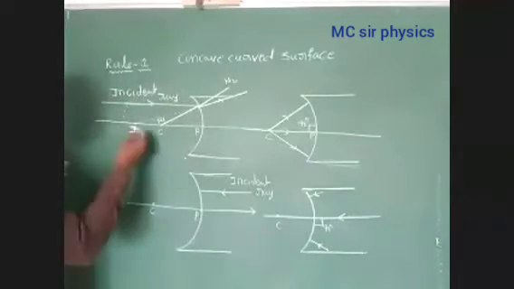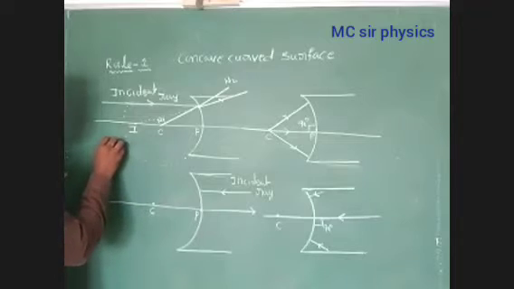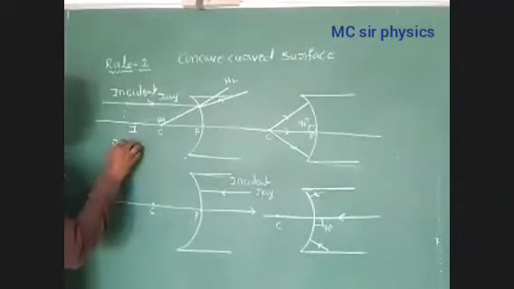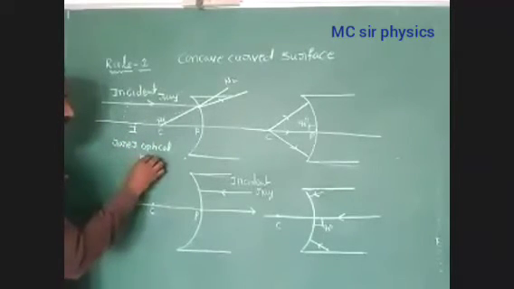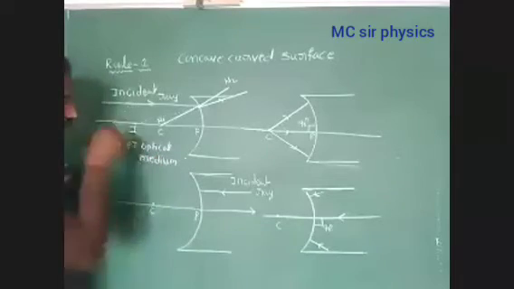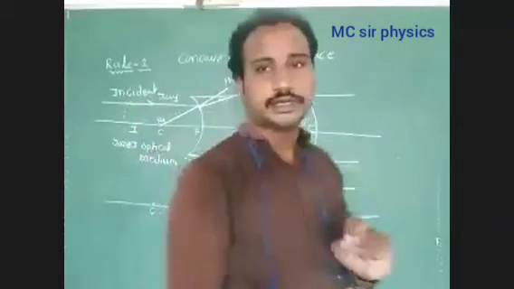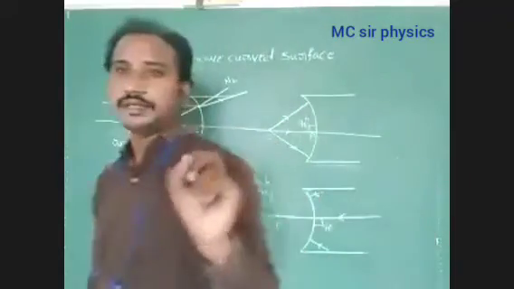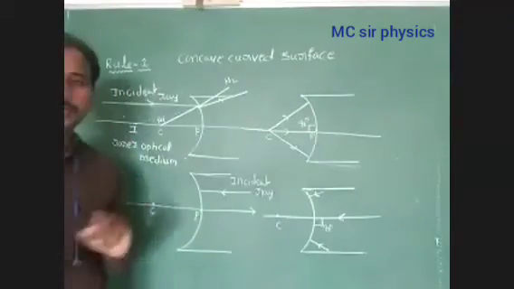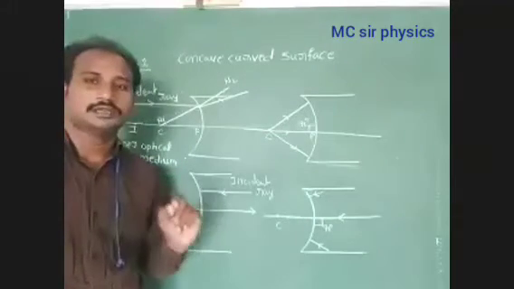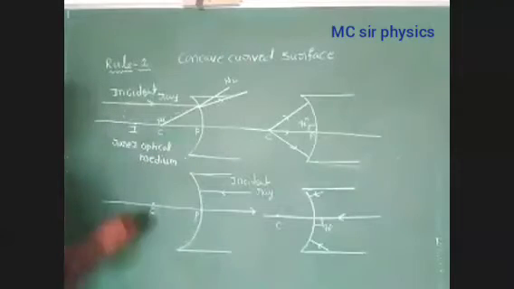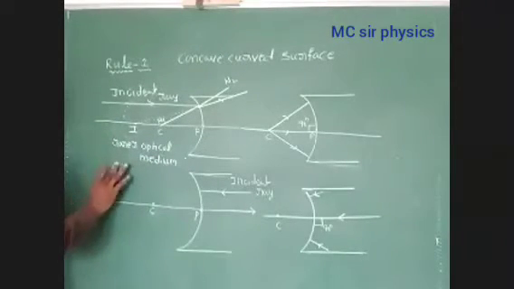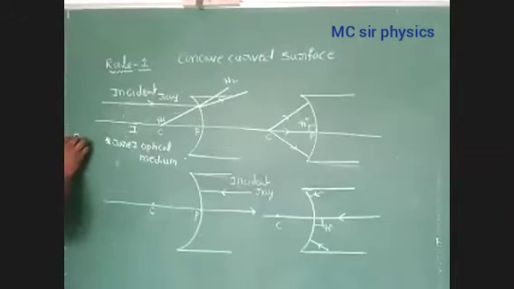In which medium do we consider this point? In the rarer optical medium. Understood? This image formation point we have to consider in the rarer optical medium, on the principal axis. This image is also called a real image.